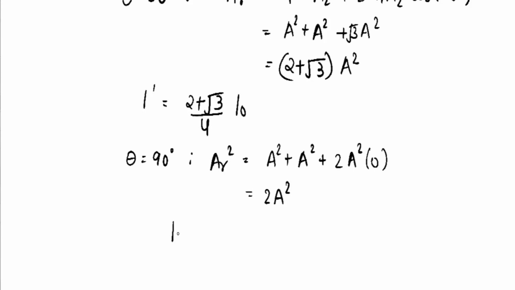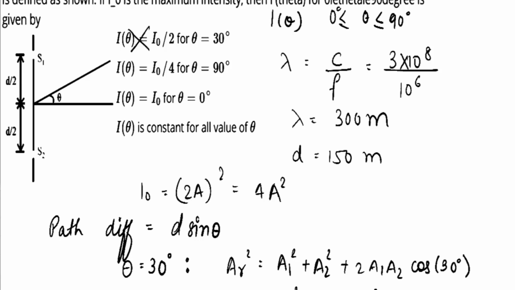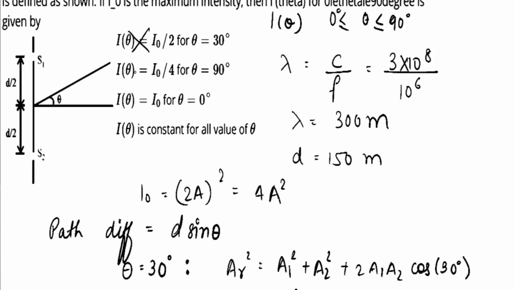So intensity in this case, I double dash, we can write this to be equal to, since 4A square is I naught, so this is I naught by 2, right? So here it is written I naught by 4. So this is also wrong.